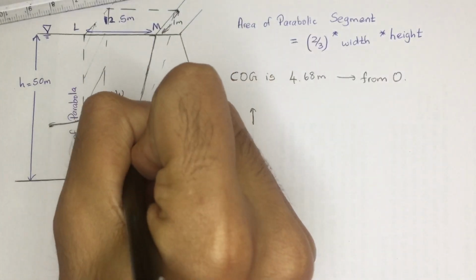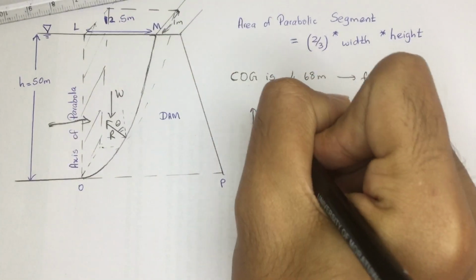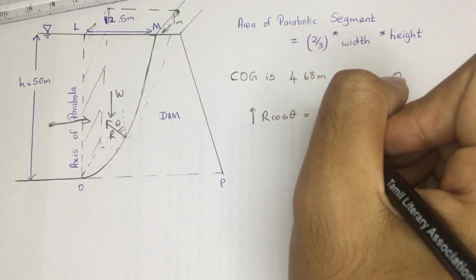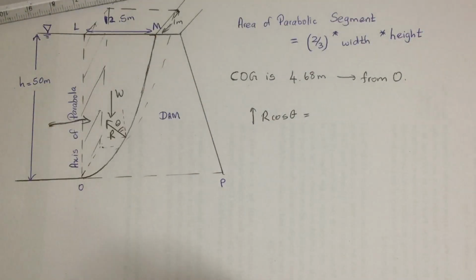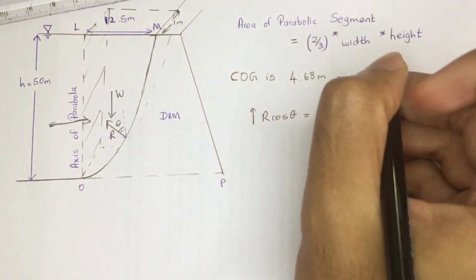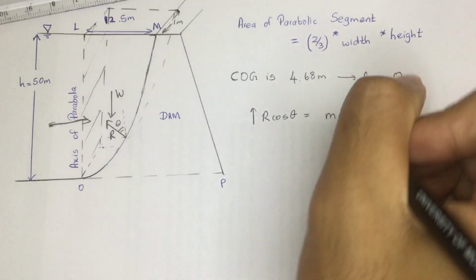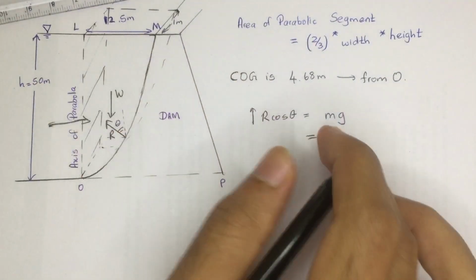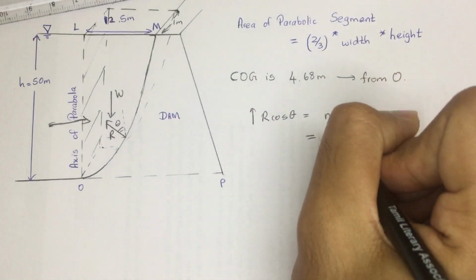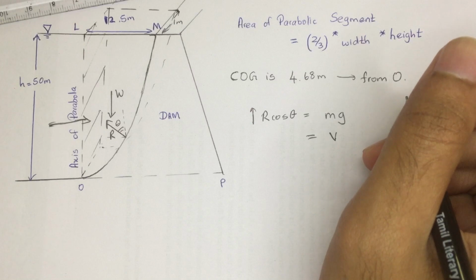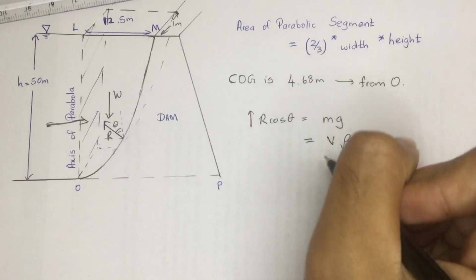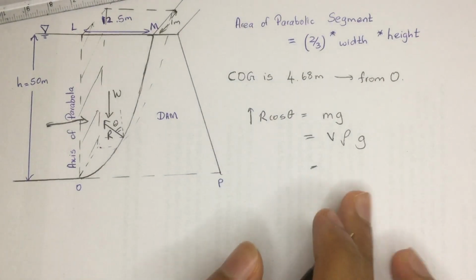So we are going to equate the vertical component to that weight. Let's say this is theta. The vertical component, which is R cos theta, would be equal to W, the weight of that total water volume. So we need to find the water volume weight. It's going to be mg, the mass into gravitational acceleration. The mass we can write using the density and the volume, so volume into rho into g, and after that we need to know the volume of this.